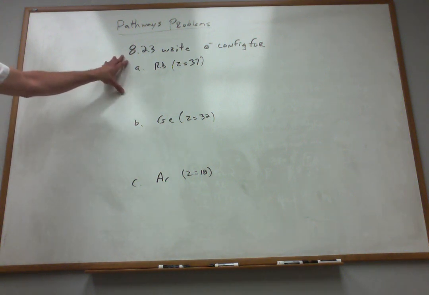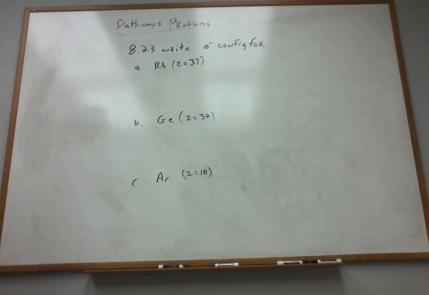Okay, we're going to work problem 8.23 from the end of the chapter. This question asks us to write full electron configurations for 3 different elements. Specifically, we're talking about atoms that are unionized, and we're talking about the ground state electron configurations for each.